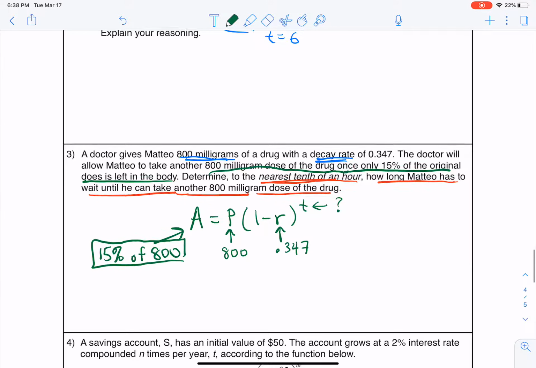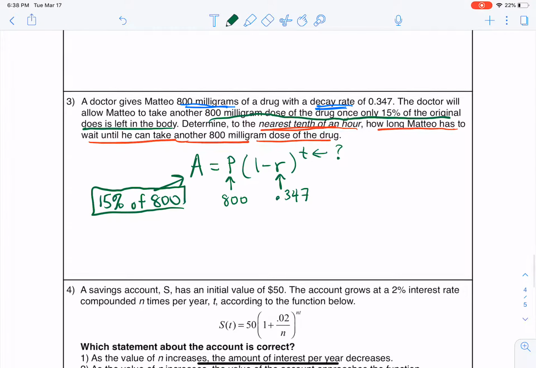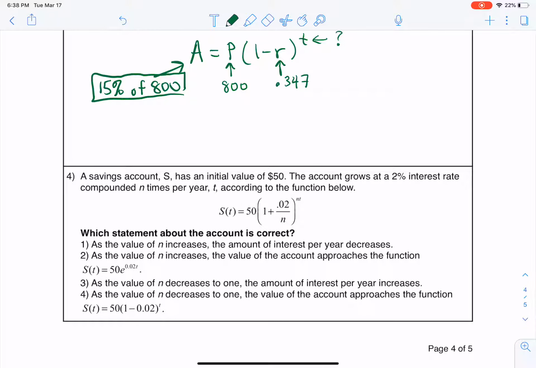All right, so you can pause, take notes on that, and then that question you are going to answer on your own. Okay, question 4 is really a question that you're going to need to investigate a little bit with the calculator.